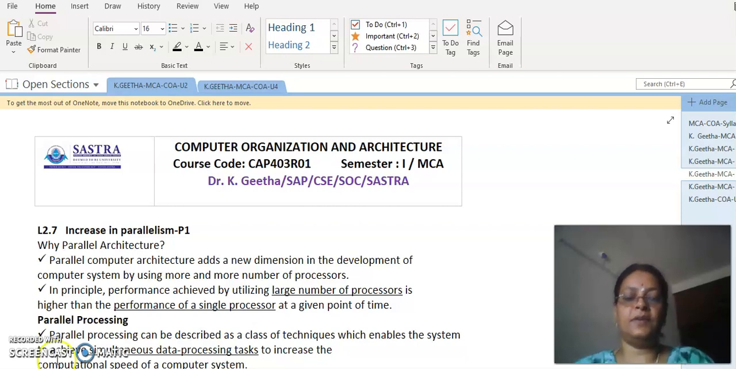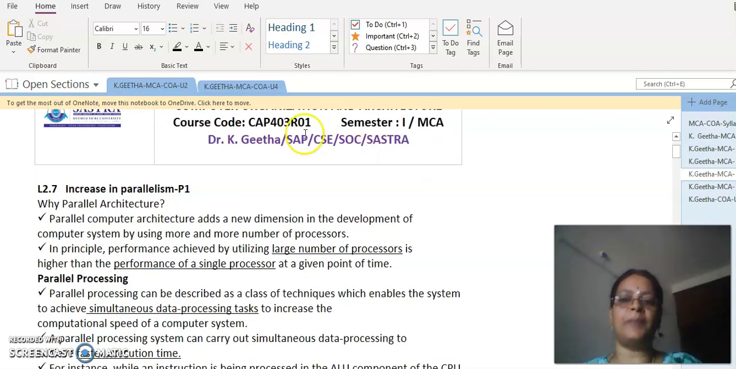Hello everyone. In this session, we will be discussing the increase in parallelism. In the previous session, we discussed how parallel computers are modeled, and we discussed Flynn's classification, namely the four models: SISD, SIMD, MISD, MIMD. As a continuation of that, we will now discuss how to increase the parallelism.